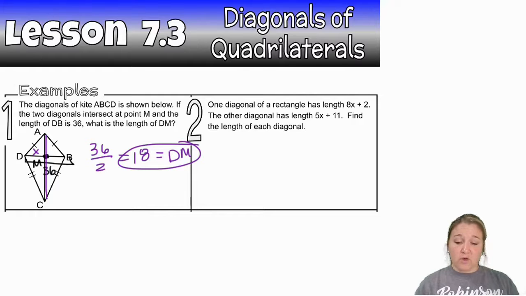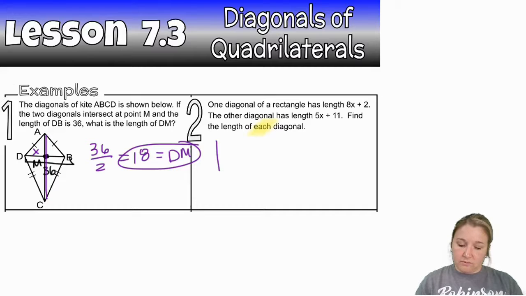One diagonal of a rectangle has a length of 8x plus 2. The other one has a length of 5x plus 11. Find the length of each diagonal. Well, it says each diagonal. If we find the length of one of them, that's going to be equal to the other one. So remember that the diagonals of rectangles are congruent.